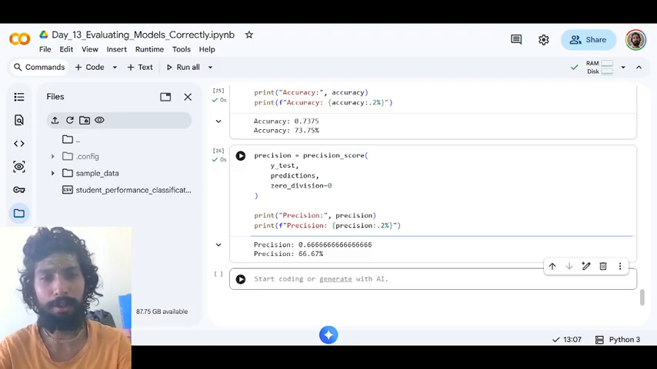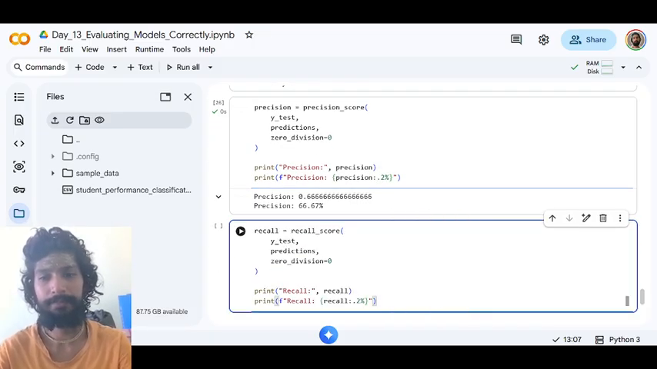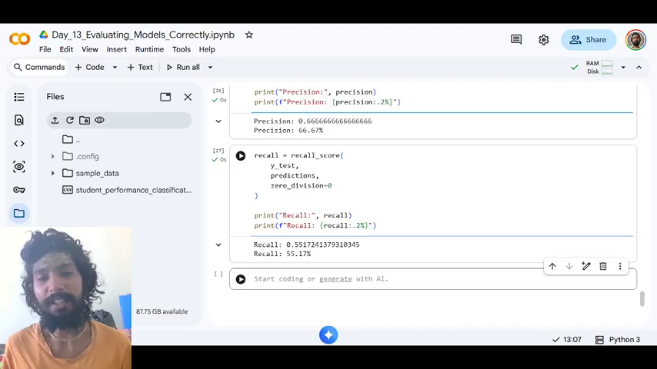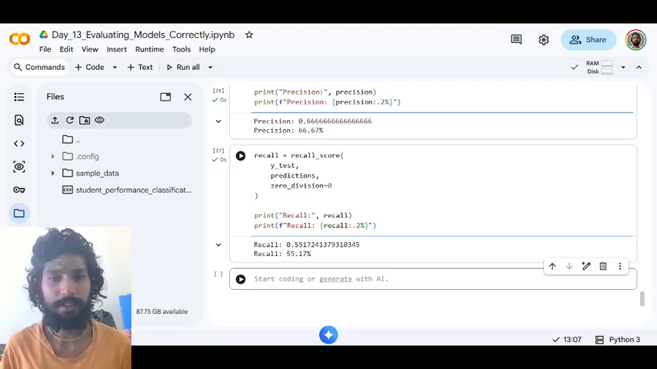Now calculate recall. Recall asks: out of all the students who were genuinely at risk, how many did the model find? Its basic formula is true positives divided by all actual positives. Suppose 10 students are genuinely at risk. If the model identifies 7 of them, recall is 70%.